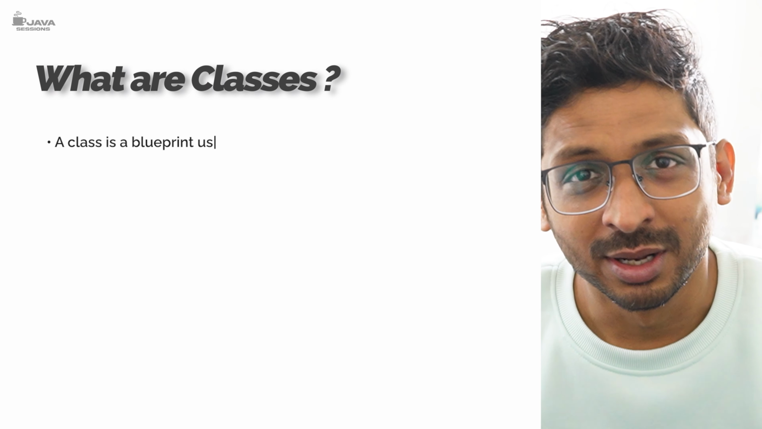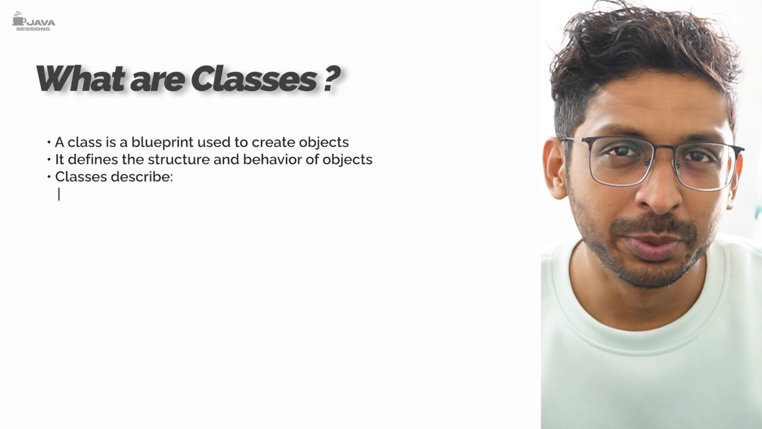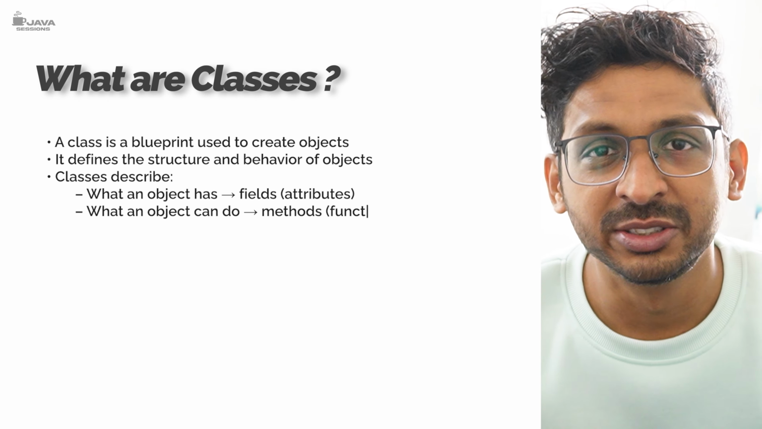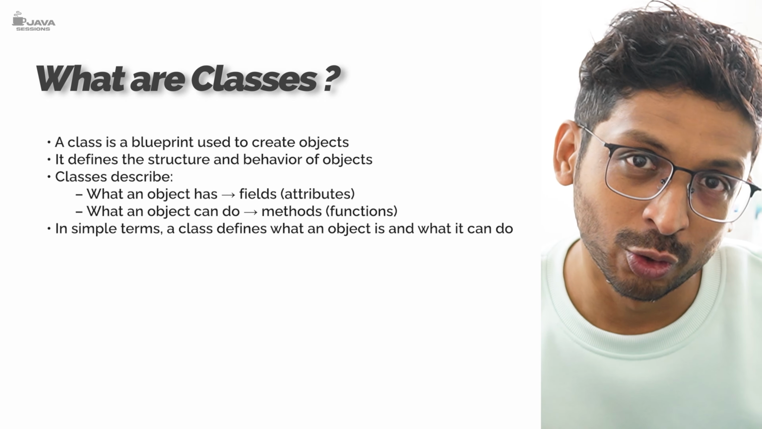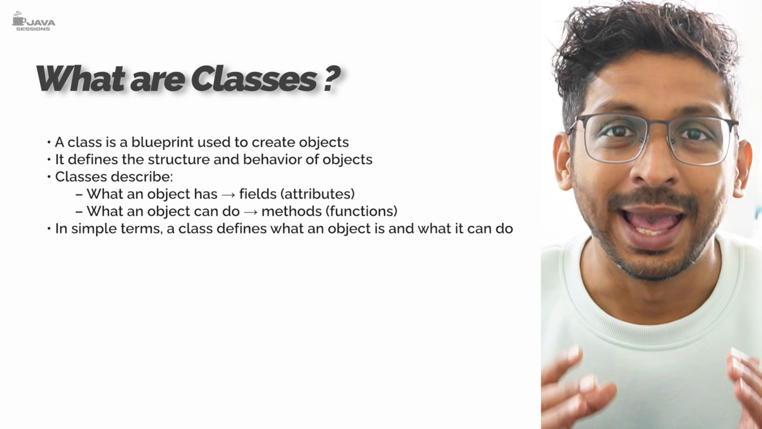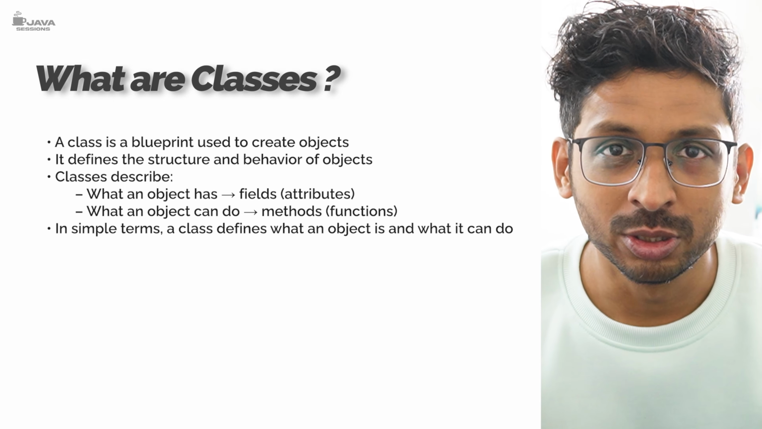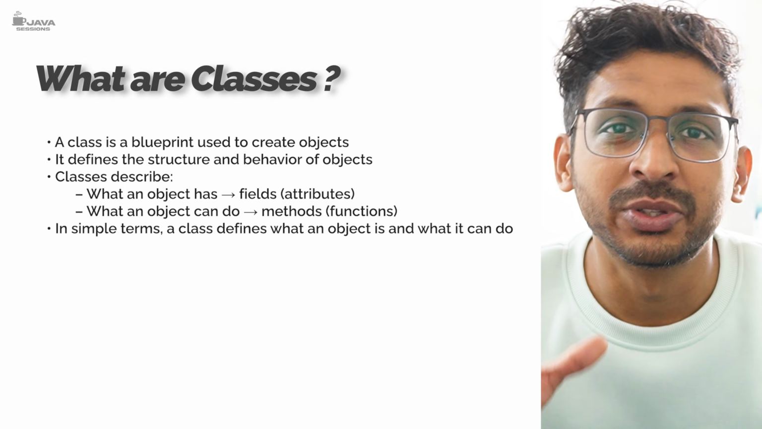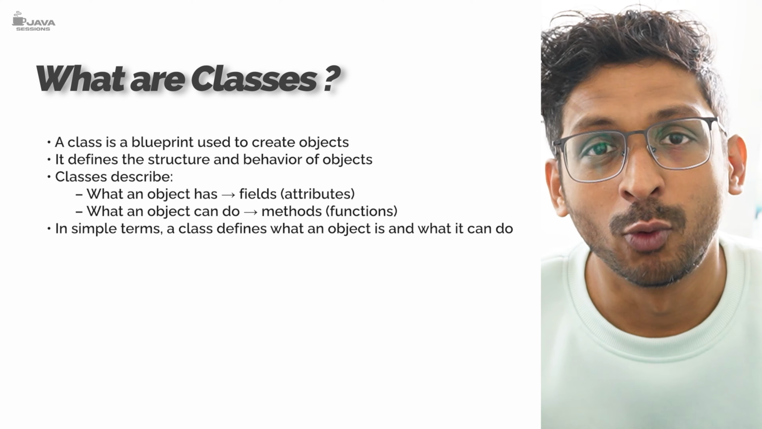So what are classes? Think of it as a blueprint or a template that defines two things. The first one is the structure of the object through its fields, attributes and properties, and the second is the behavior of the object through its methods and functions. That is what an object can do. In short, a class definition describes what the object is and what it can do.